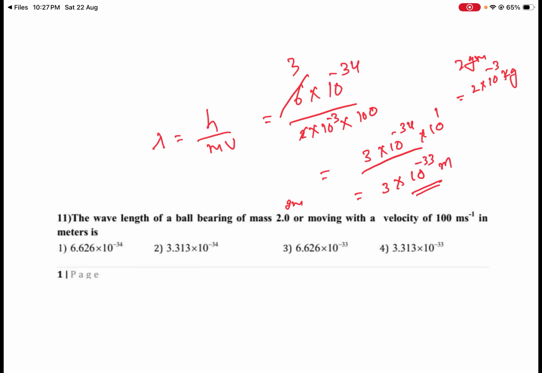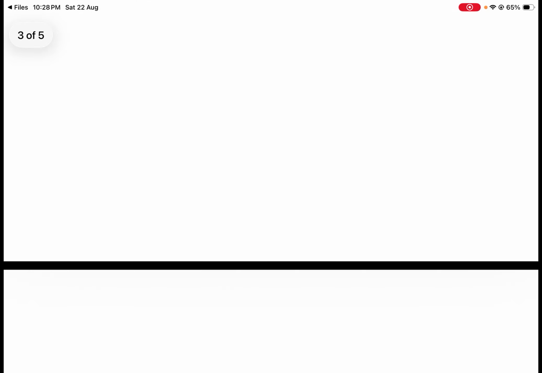That is 3.3, given in 2 options: 3.3 into 10 power minus 34, and 3.3 into 10 power minus 33. So option 4 is the correct one. Option 4 is the correct one. Okay, next, the 12th one.